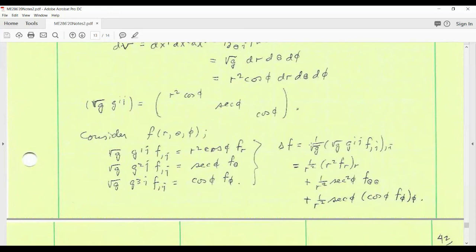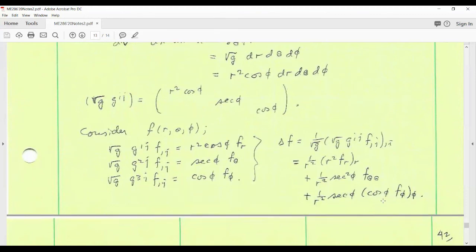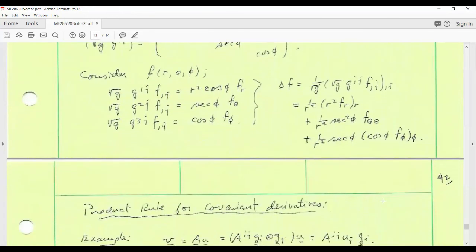Okay, so if we collect everything and do what this procedure tells us, now we collect these together and sum on i. That means taking the derivatives with respect to the coordinates. We just get this explicit expression for the Laplacian in spherical coordinates. So if you were to solve Laplace's equation in spherical coordinates, you would be solving this equation equal to 0.